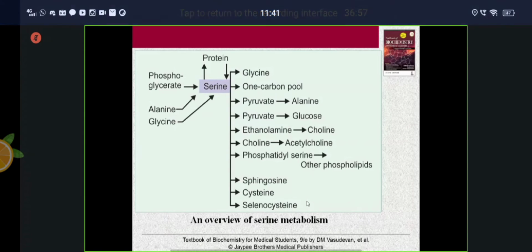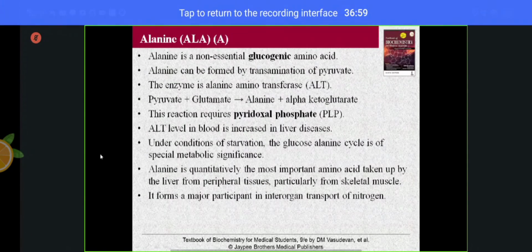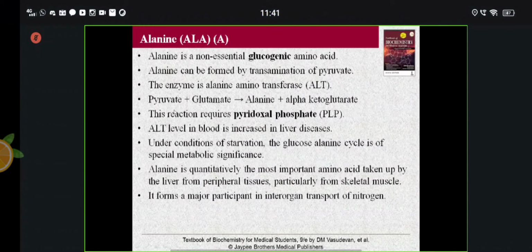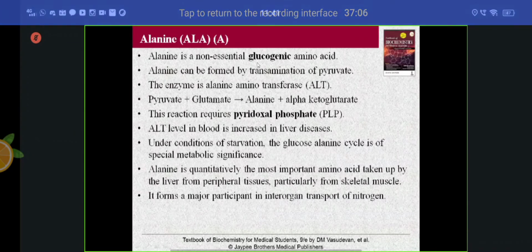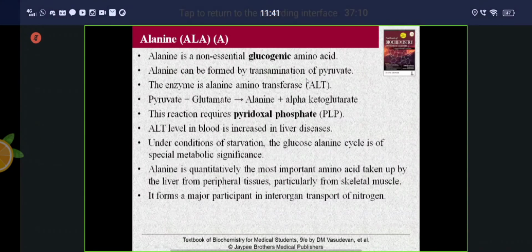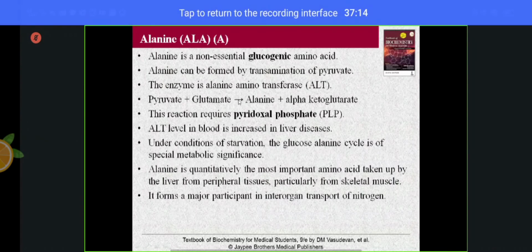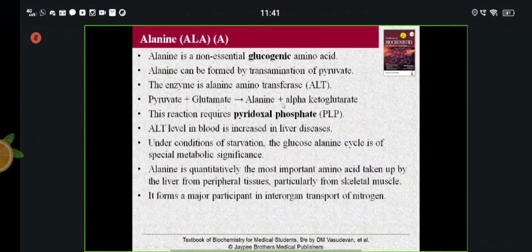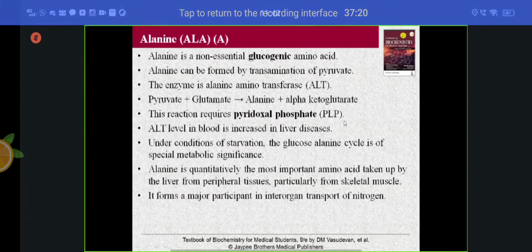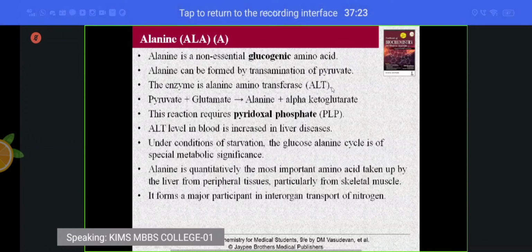Let us go to alanine. Alanine is non-essential. Like glycine and serine, it is also a glucogenic amino acid. We have seen alanine a lot of times involved in transamination reactions. The enzyme is alanine aminotransferase. Pyruvate and glutamate combine to form alanine and alpha ketoglutarate. The reaction requires PLP.